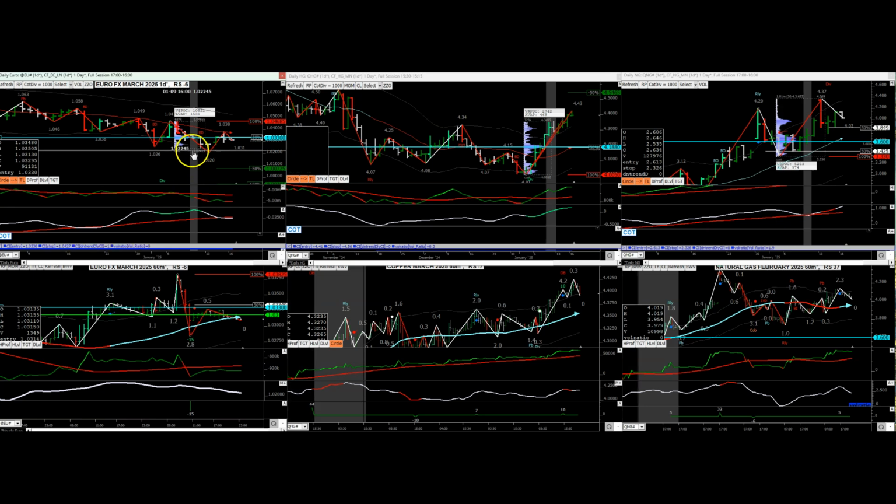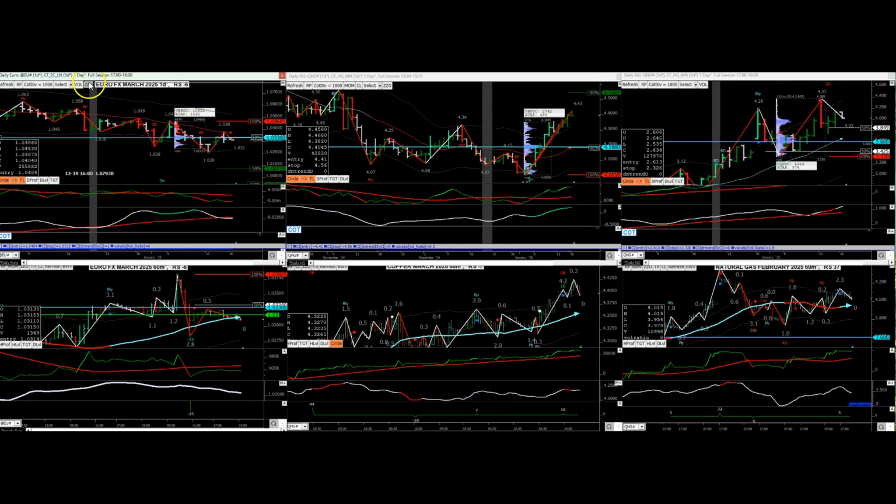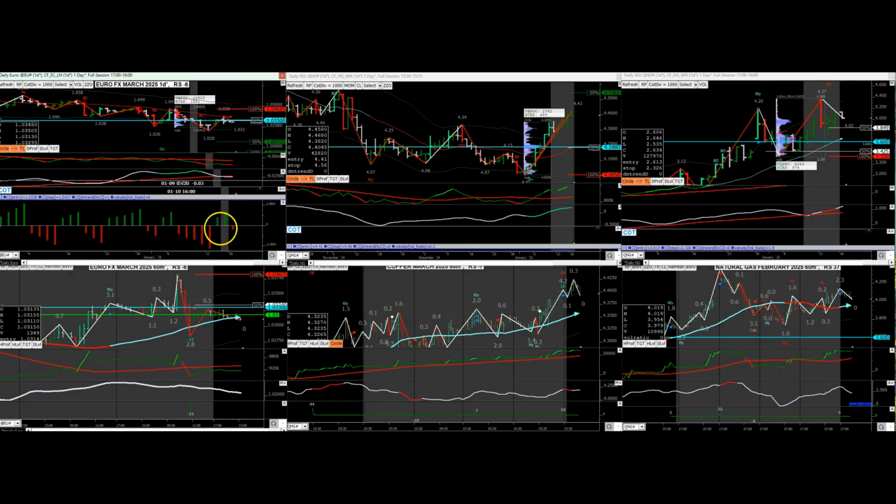Well, based on the supply-demand situation, there is more supply than demand on this down move and this up move. Considering both, who can argue? More supply than demand.